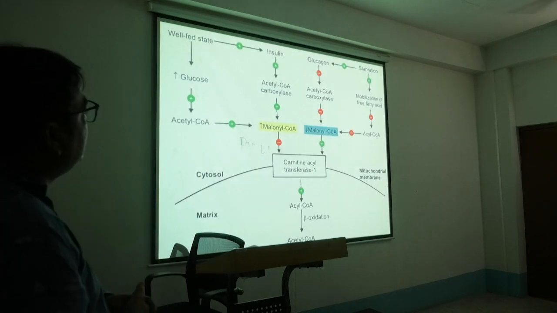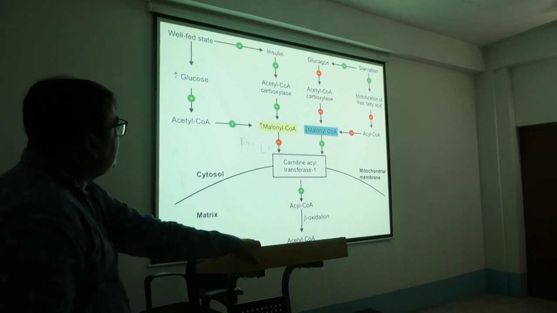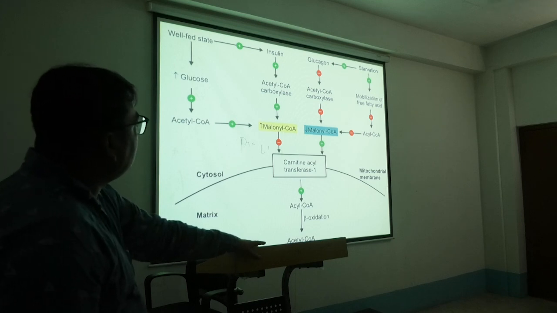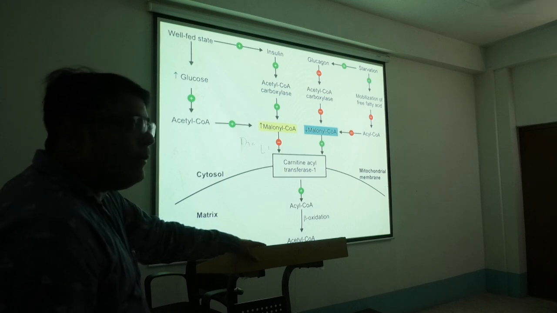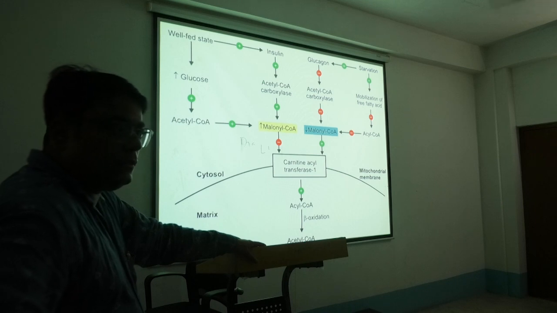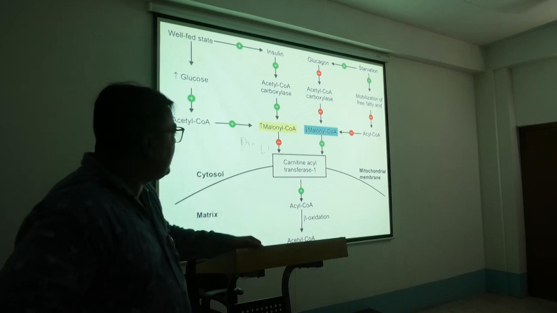Now you see that well-fed states means in post-prandial conditions, maximum glucose level and there is maximum production of acetyl-CoA by which metabolic pathway? You tell, which metabolic pathway? Glucose to formation of acetyl-CoA by which metabolic pathway?